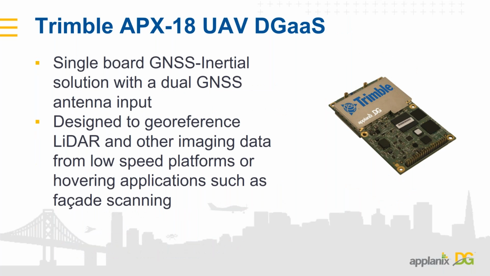Our third board set is something called the Trimble APX-18. This is a little bit different. This is designed for station holding or for facade scanning or infrastructure inspection, essentially where your UAV may be stationary in the air or moving very slowly. What we do is we have added a slot for a second antenna, which we can then link into, and we can constrain the heading and control the heading information much better.